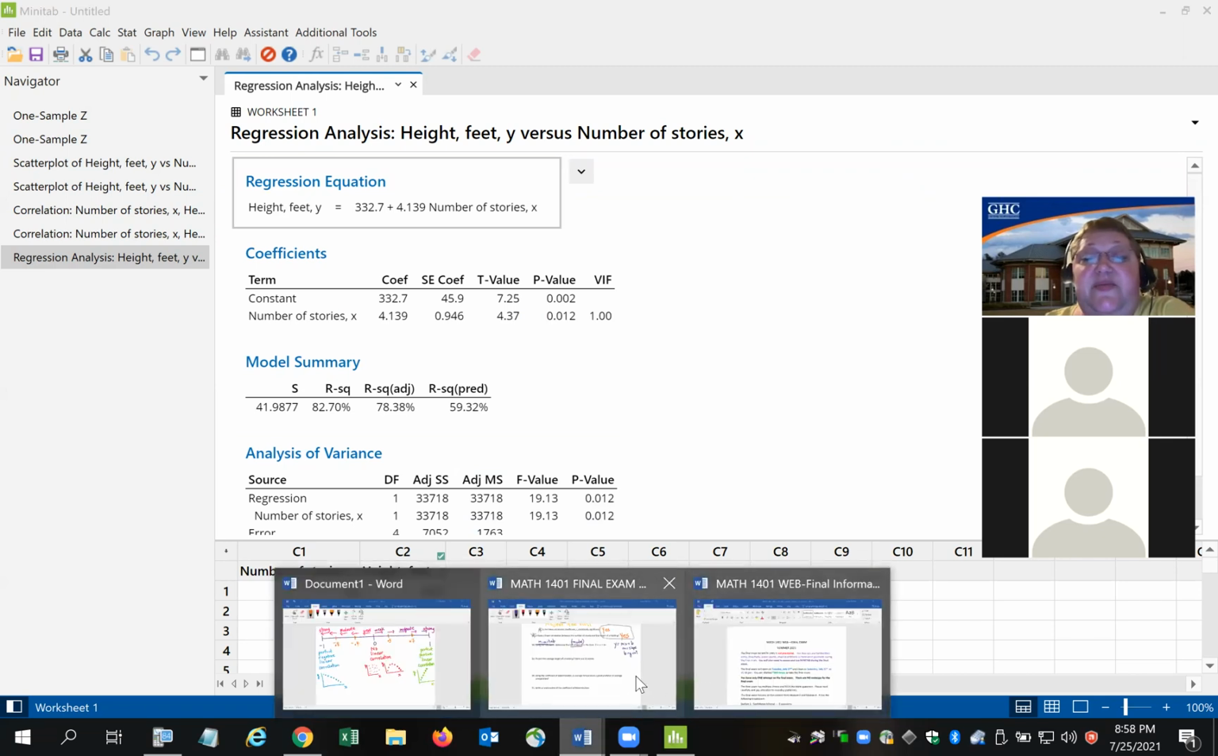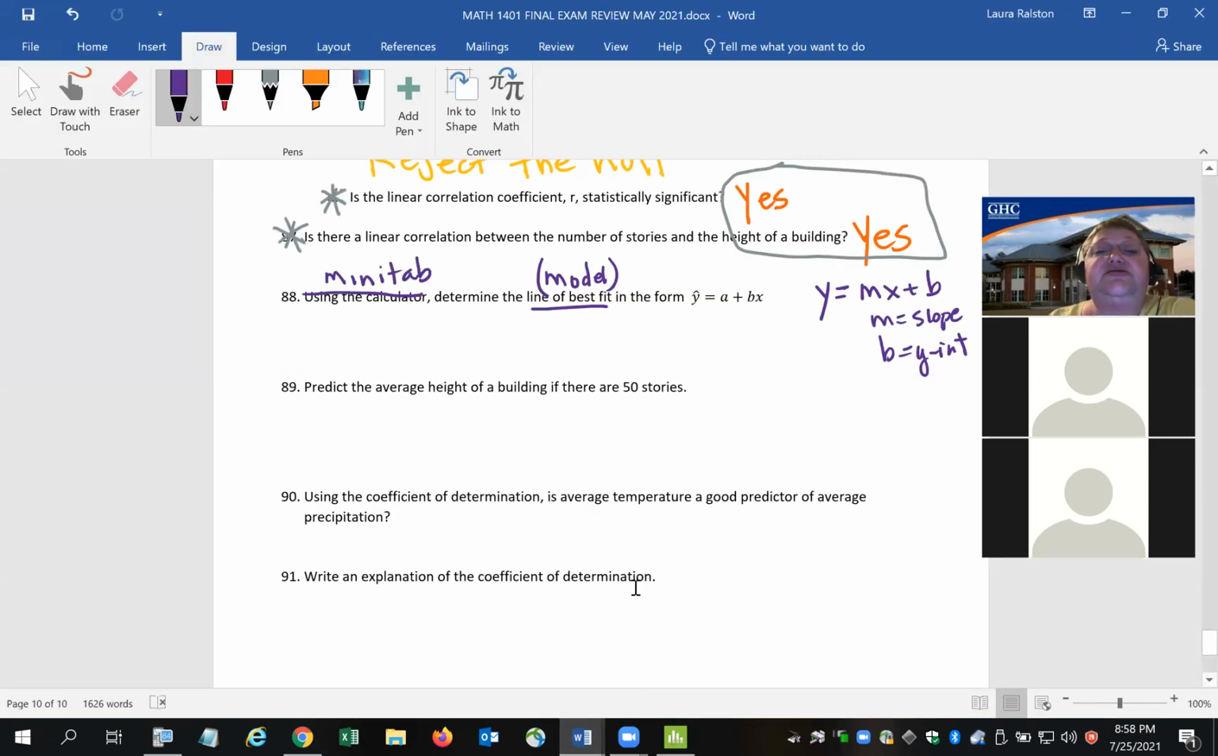Okay, I'm going back to the paper. So my line of best fit, or the model based on the data that we have, is y hat, that shows it's a model, equals 332.7 plus 4.139x. X represents the number of stories the building has, and y hat is the height. Your X and Y, that's what we would define them as to start with. There's your model.